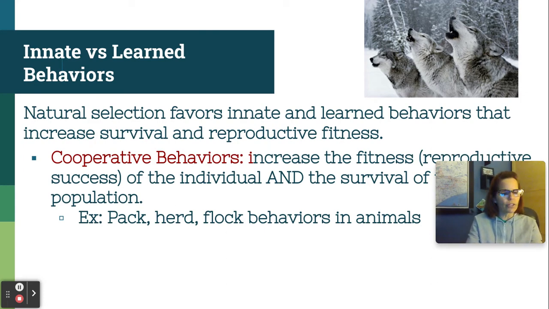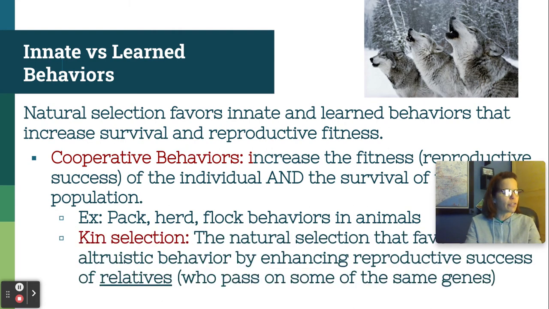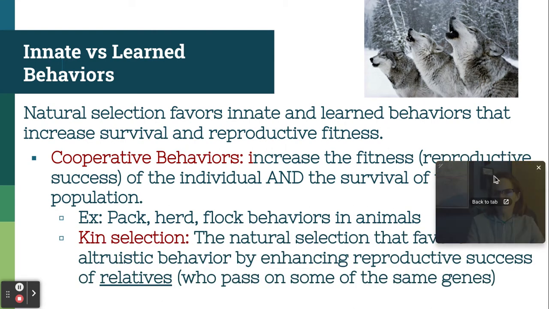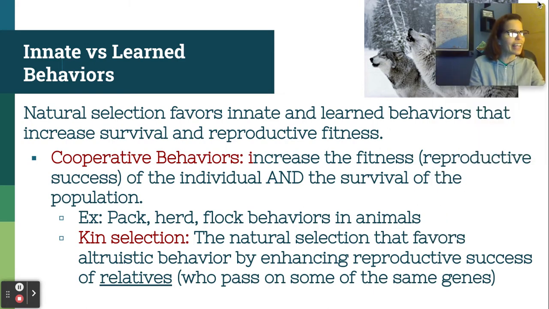Examples of cooperative behaviors: you see pack, herd, and flock behaviors in animals. And then we also talked about something with kind of a fancy name, kin selection. Your kin are your relatives. And so that's natural selection that favors altruistic behavior. Remember, altruistic behavior means sacrificing yourself to save everybody else.